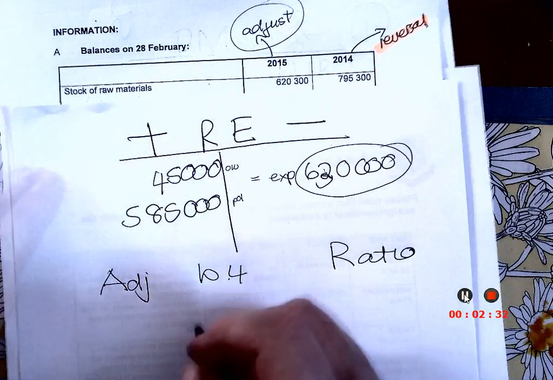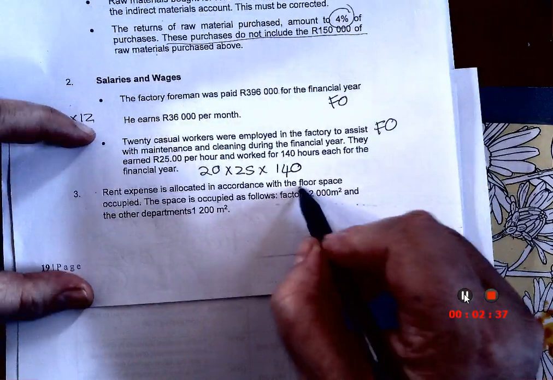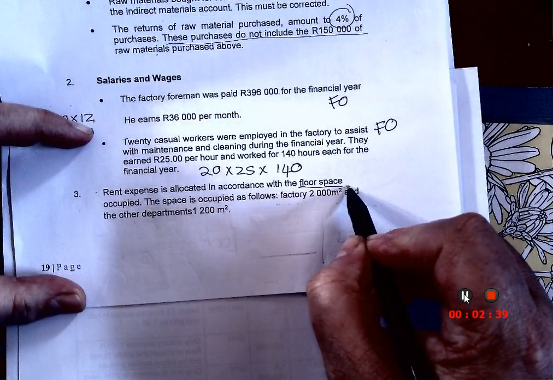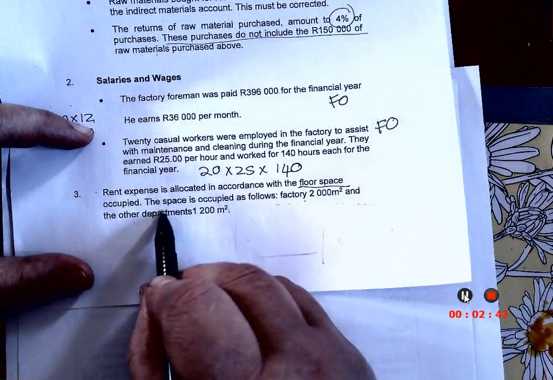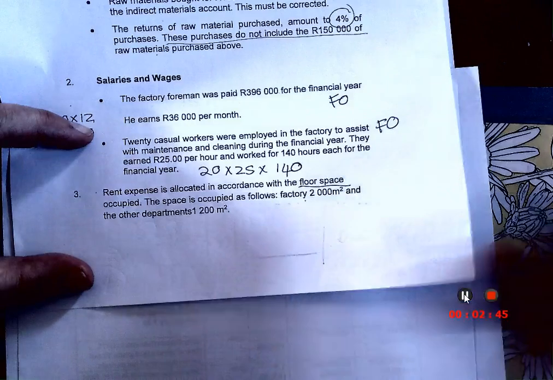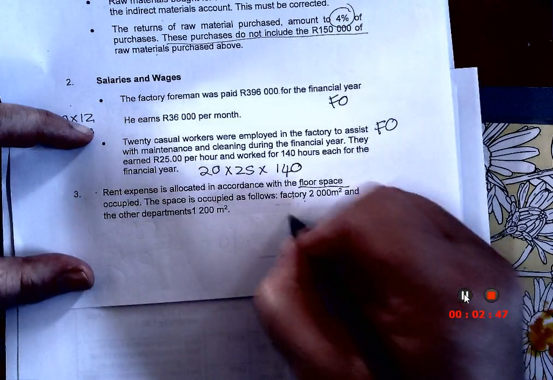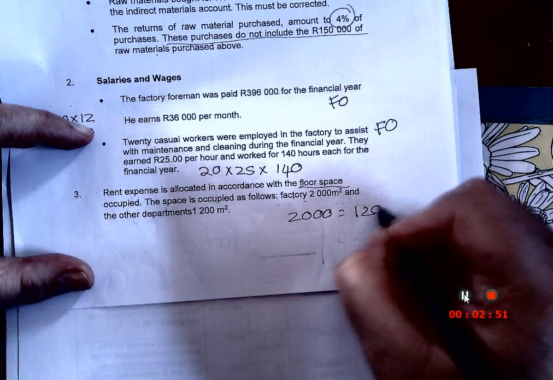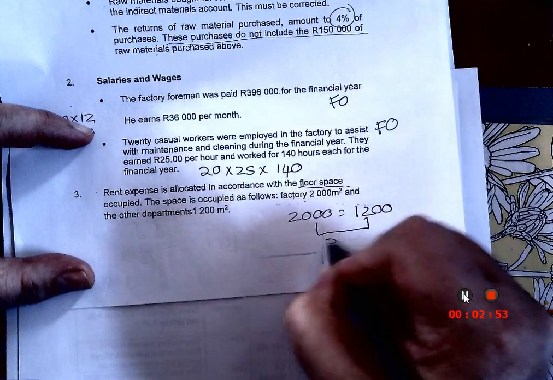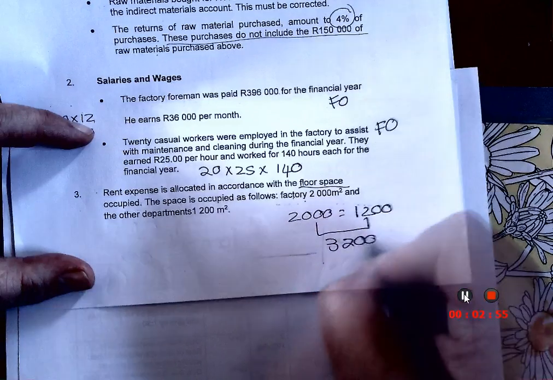And what is the ratio? They say it's in accordance to the floor space. So, now you don't have to go make it smaller. The way they give it to me is the way it goes. So they say the factory is 2,000 and the rest is 1,200. So the total is 3,200.